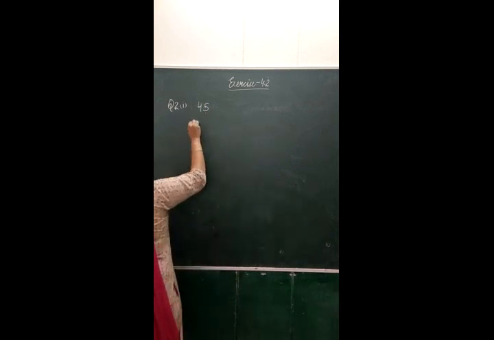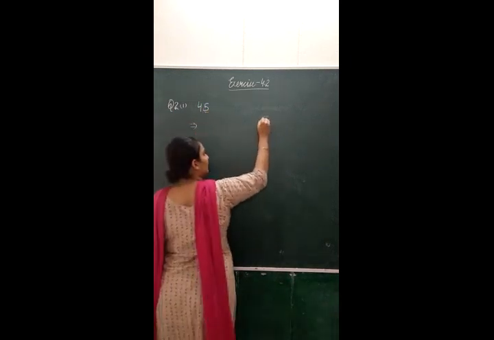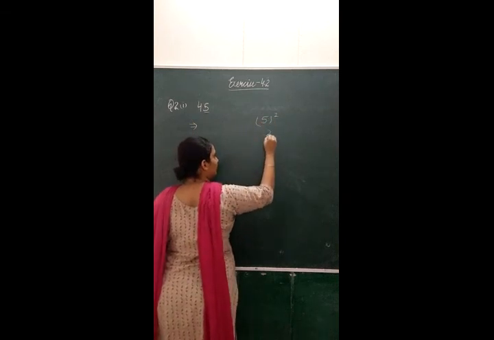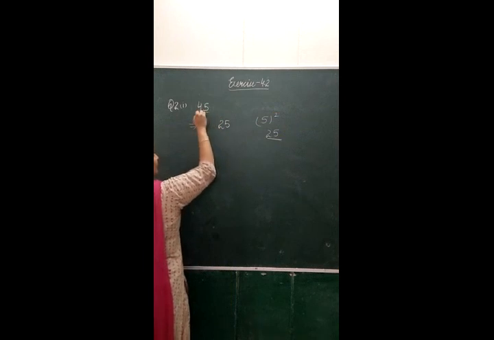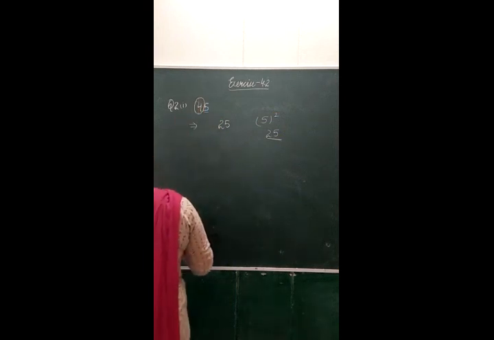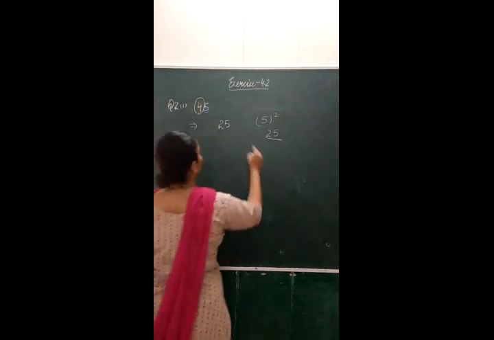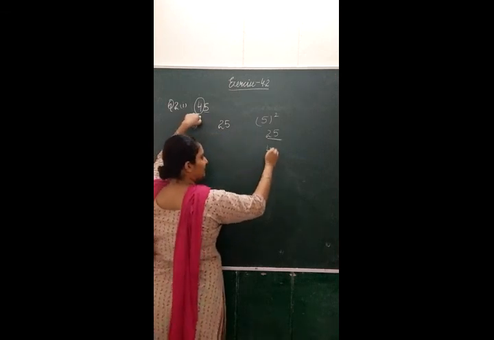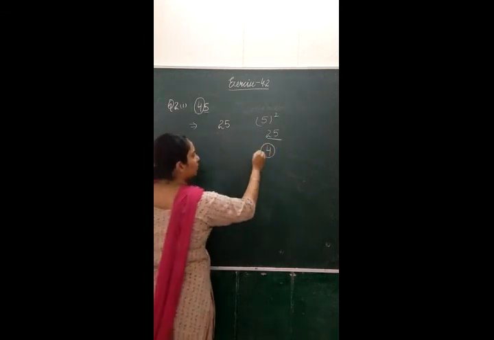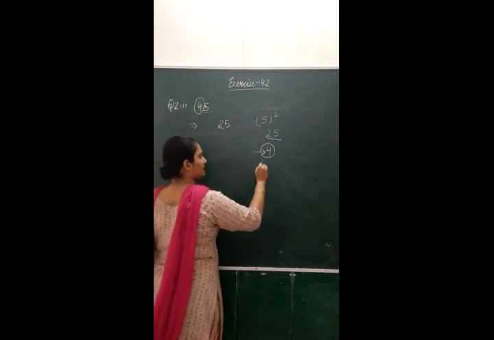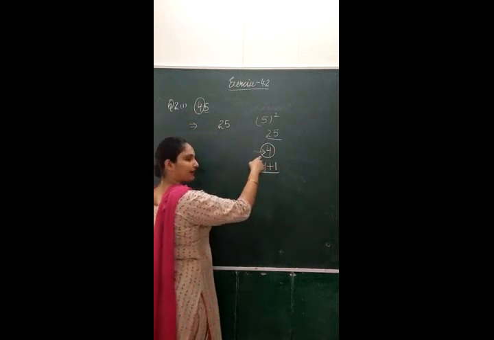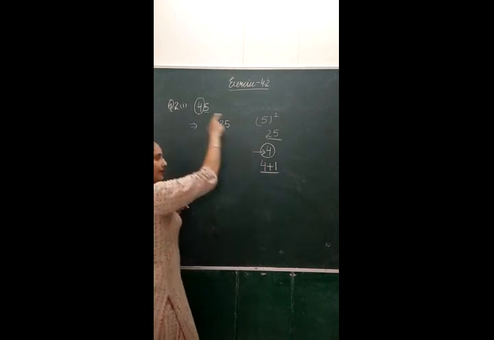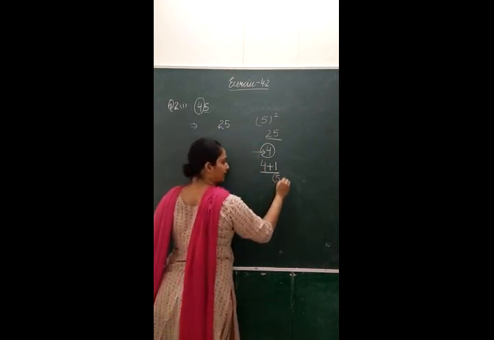So here it is 45 square. Now the square of 5 is 25. Here you will write 25. Now we are left with 4. So now at the tens place we are having 4. The number which is at the tens place, you will take its successor. Successor means the number at the tens place plus 1, that is 5.